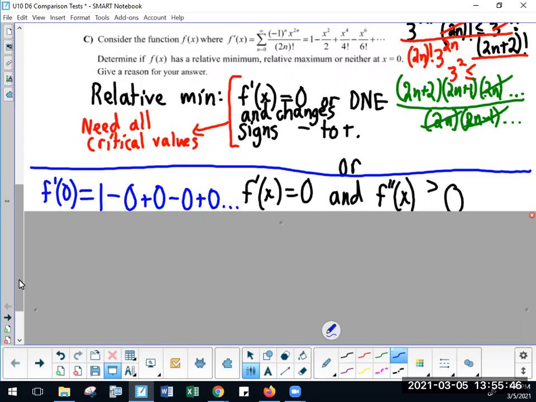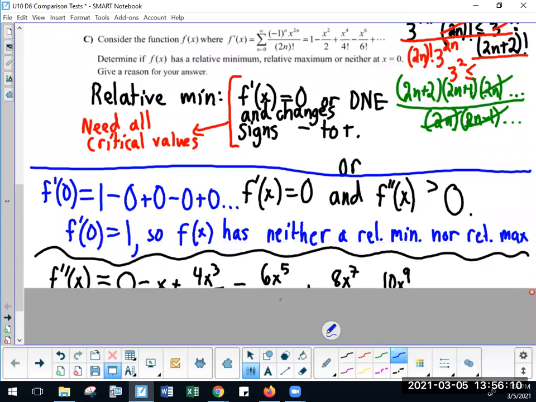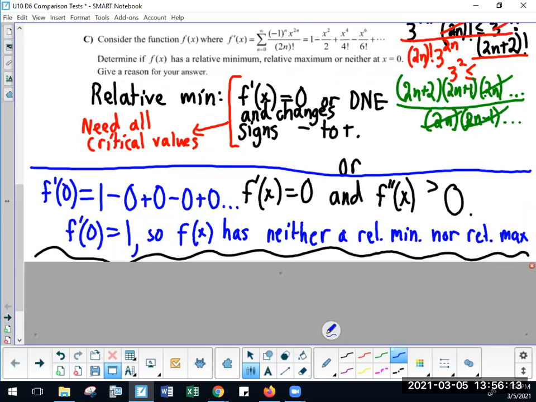What would be after that? x to the 6th divided by 6 factorial? Plus x to the 8th divided by 8 factorial. Okay, so that pattern persists. So we have 1 minus 0 minus 0, so not 0. Since it's not 0, the value of f, we have neither a relative minimum nor relative maximum. Okay. Let's go back to part B now.